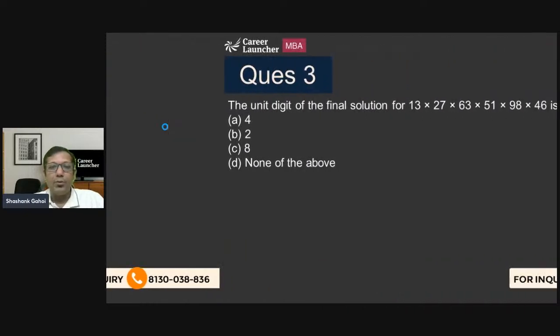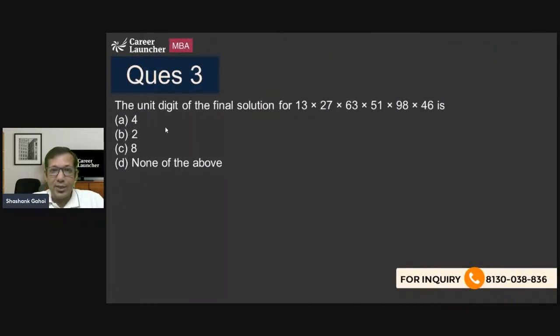Now look at the next one. What is the unit digit of this? So I got 3, I got 7. 3 sevens are 21. So the unit digit comes out to be 1. Now 1 into 3. So the unit digit comes out to be 3. Now 3 into 1. The unit digit comes out to be 3. 3 into 8. 3 eights are 24. The unit digit comes out to be 4. Then 4 into 6, that's 24. The unit digit comes out to be 4. So the answer of this question is option A.